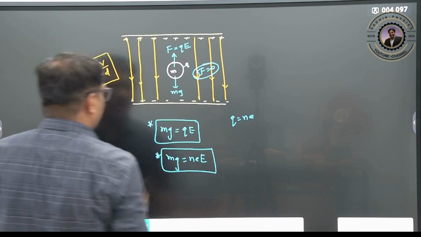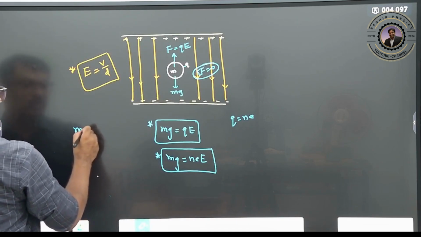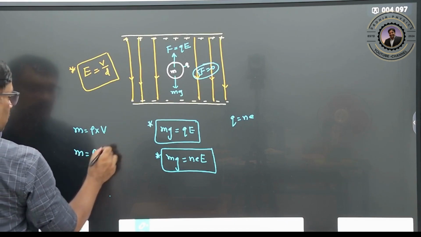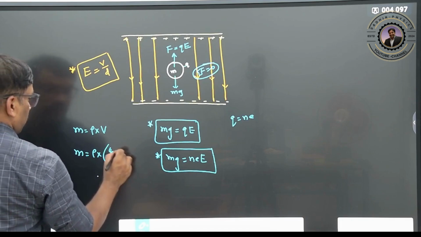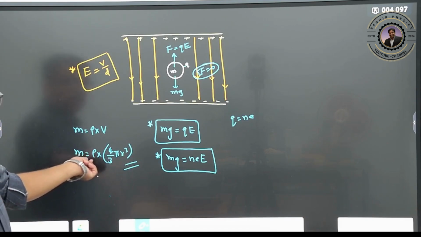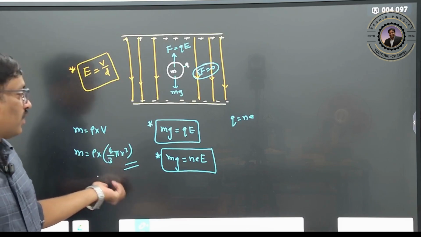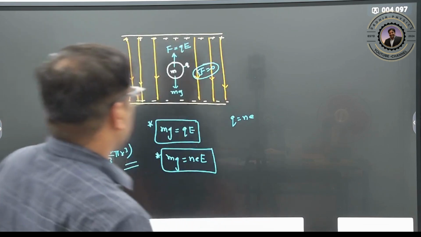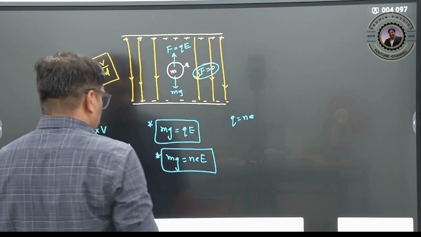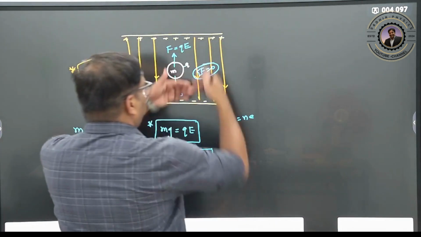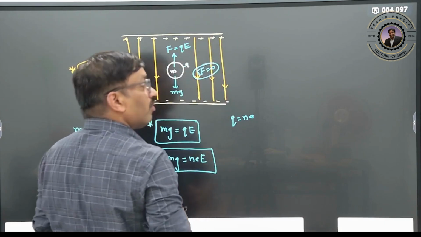In this way you can calculate the mass. Sometimes they will ask the radius. What is the radius here? Mass is equal to density into volume. So mass is equal to density into 4 by 3 pi r cube. You can substitute it and solve as per your given questions. Sometimes, in some questions, they reverse this electric field. What will we do then?